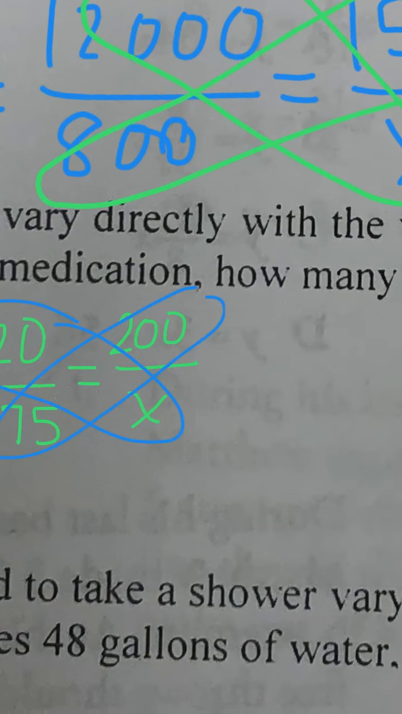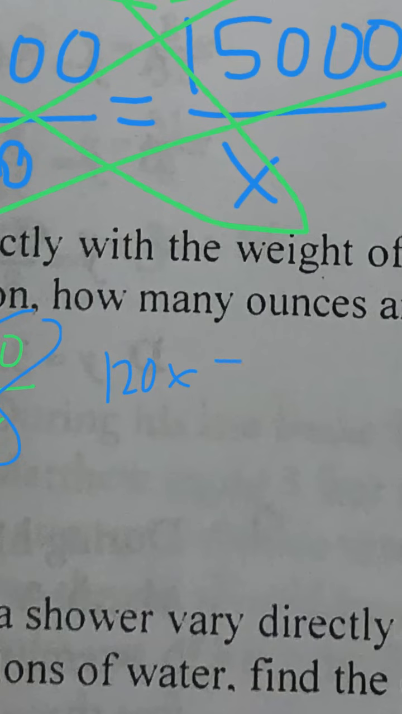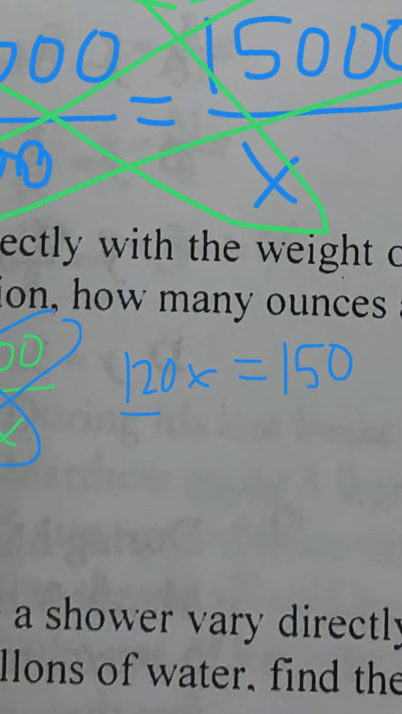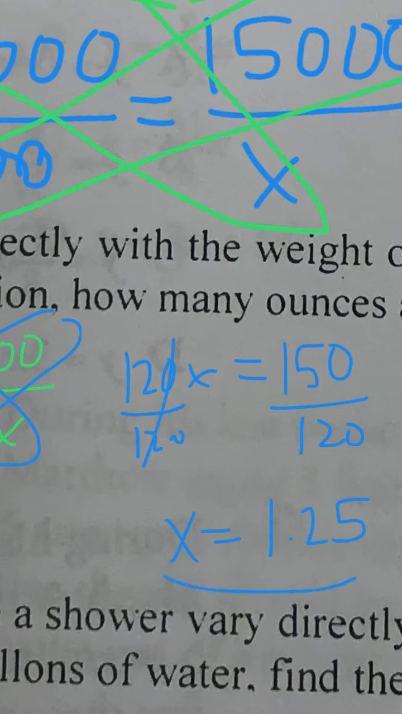So that leaves me with 120x equals 200 times 0.75. Let me do that on the calculator, and that is 150. To solve for x, I just divide by 120, divide by 120. X equals 1.25. So 1.25 ounces would be needed for this 200 pound person.